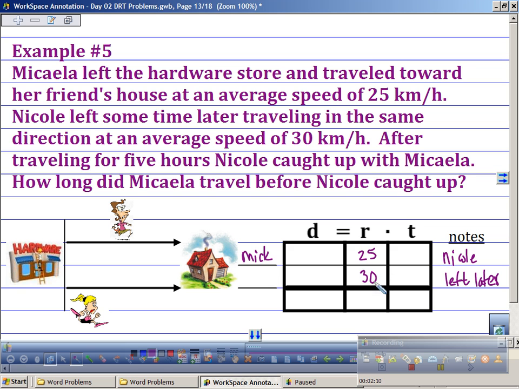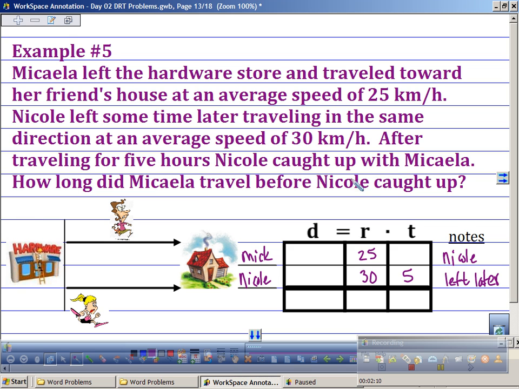Why is she going 30? Because she's going faster because she left later, right? After traveling for 5 hours, Nicole caught up with Micaela. So where am I going to put 5 hours? Here's Nicole's time, it took her 5 hours. It means Nicole ran for 5 hours.